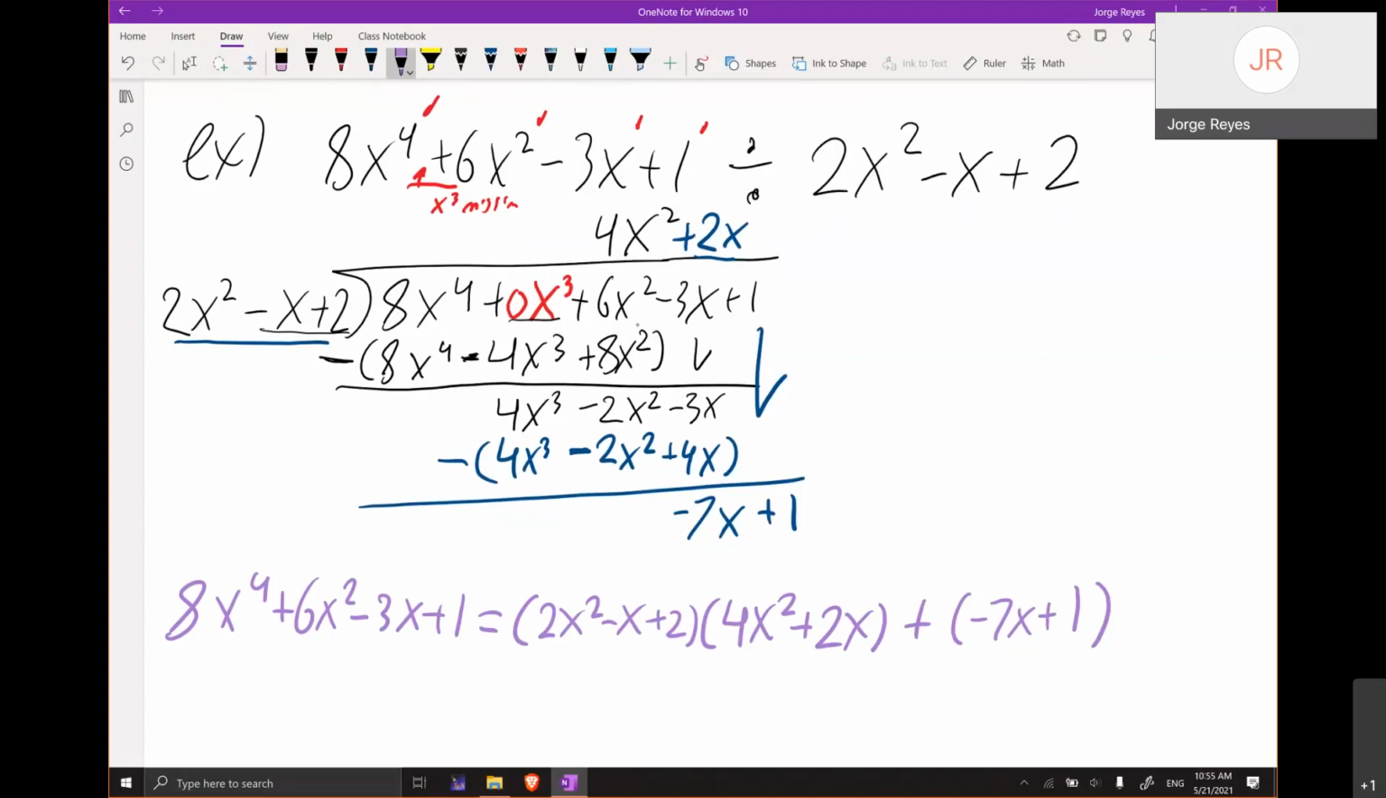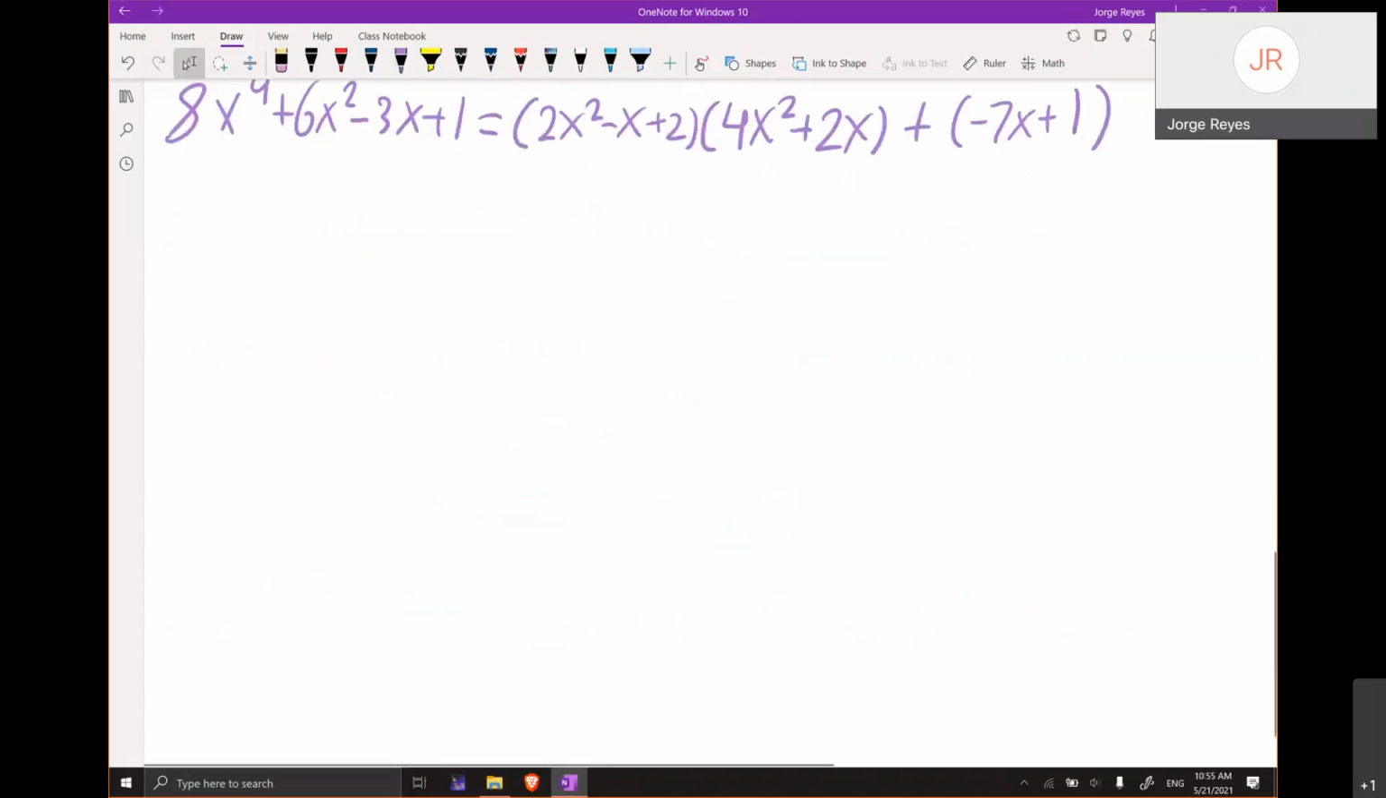All right, so that's long division. I hope you understand it. It's pretty important. Okay. Now I'm going to show you something that is shorter. Okay. It's better. Okay, and it's called synthetic division.